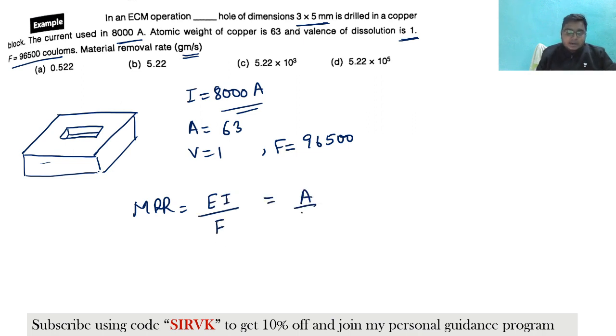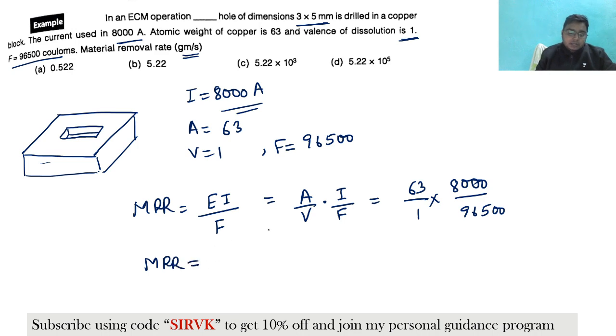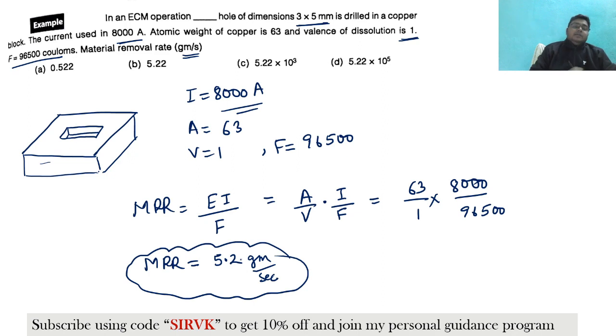What is E? E is A by V into I by F. What is A? A is 63. What is the valency? That is 1. What is the current? That is 8000. And what is the Faraday constant? That is 96500. So from here you can find the MRR to be around 5.2 gram per second. This is the answer, 5.2. So which is the correct answer? Option B is the correct answer. Clear?